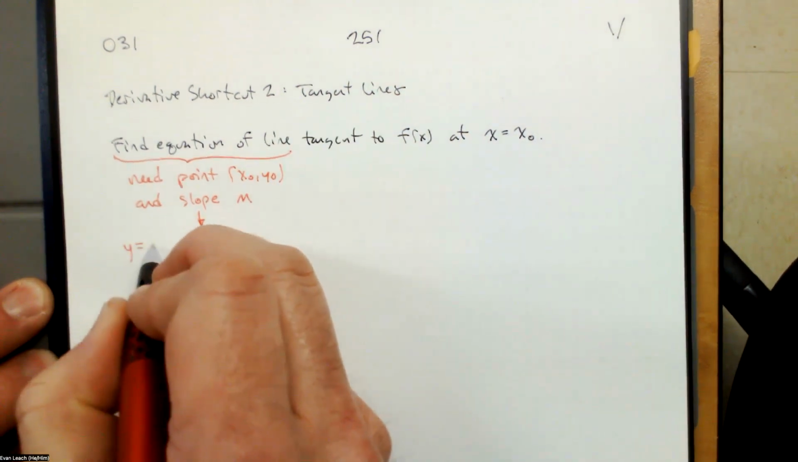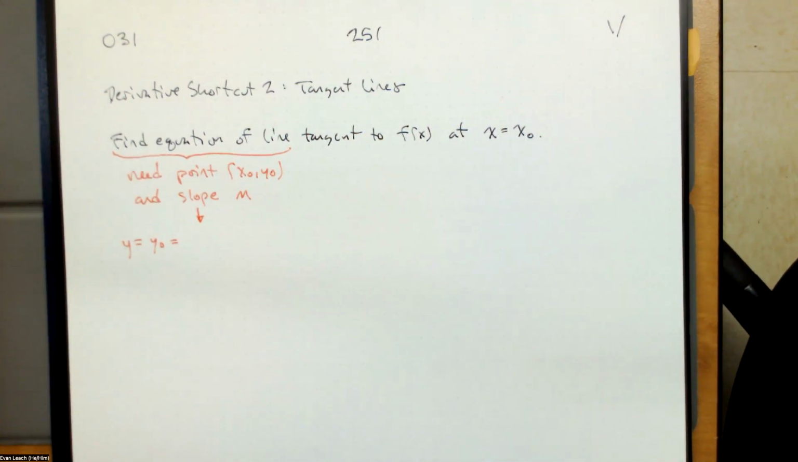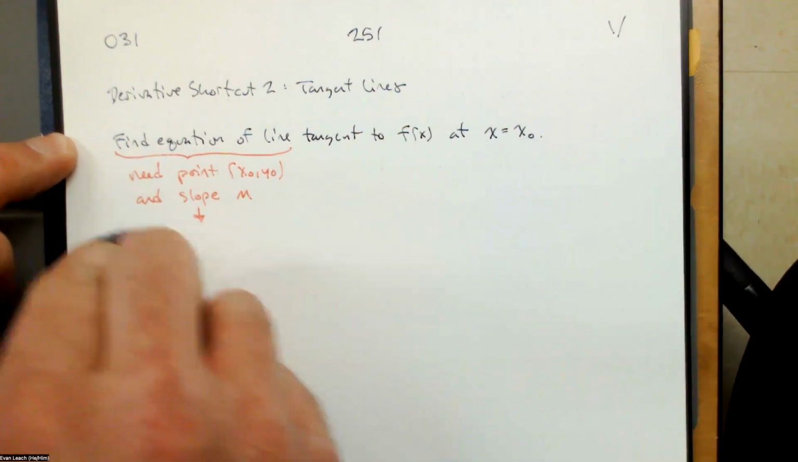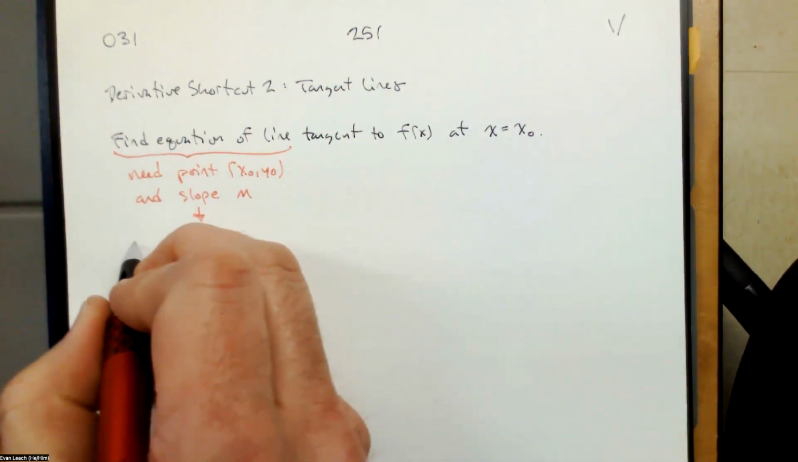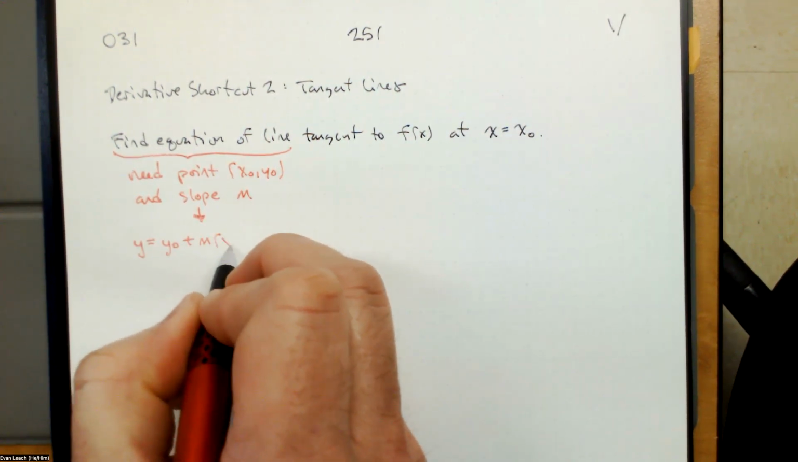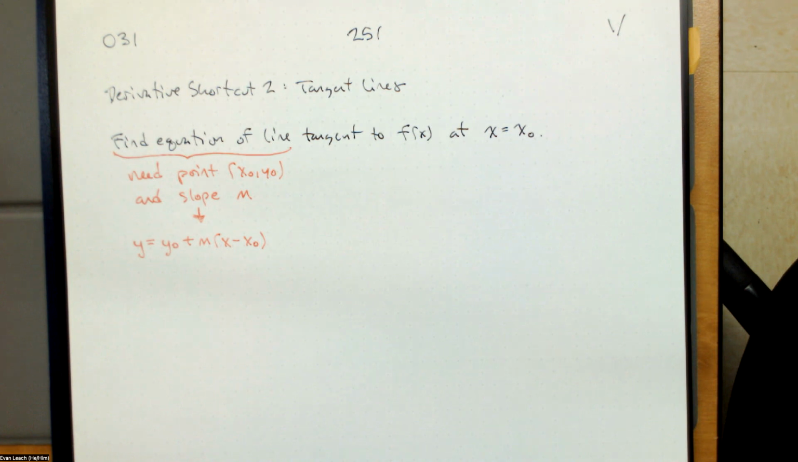So y starts off at y naught, and we add. Plus is the little T shape, not that double L on its side. Once we have those parts, x naught, y naught, and slope, then we can just put them together into our point slope equation of a line. y equals y naught plus m times x minus x naught.